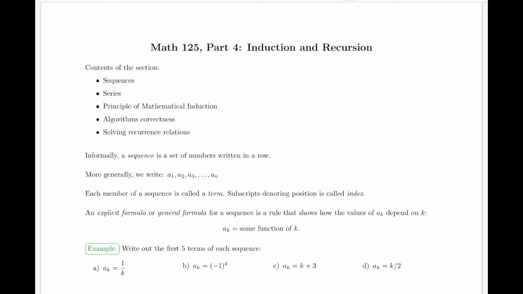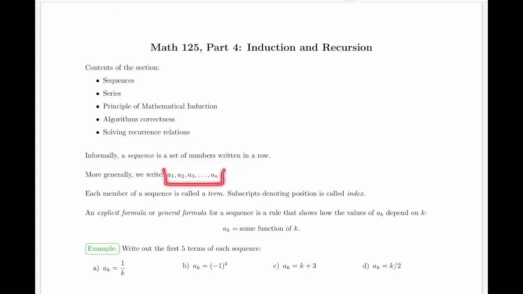In this part of the course, we're going to talk about induction and recursion. But before we get to those, we are going to describe what sequences and series are because they are a component of both induction and recursion. So informally, the word sequence in mathematics is the way that you perceive it in everyday life as well. It's a series of numbers written in a row.